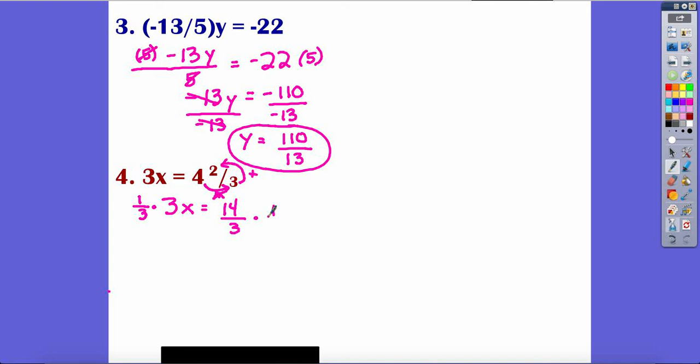So 1/3 is going to be, in other words, 1/3 of 3 is 1. It cancels, and x is all that's left. And then over here, I'm going to multiply, and when I multiply fractions, I multiply straight across the top, and I multiply straight across the bottom. And x in this case is going to equal 14/9. And even though we started out with a mixed number here, we're more than okay with keeping this as an improper fraction.